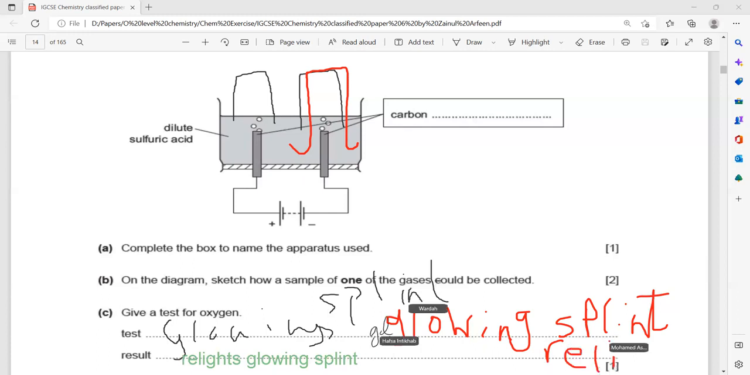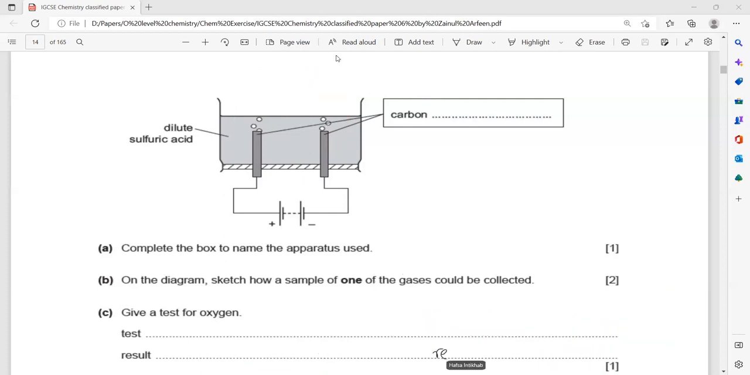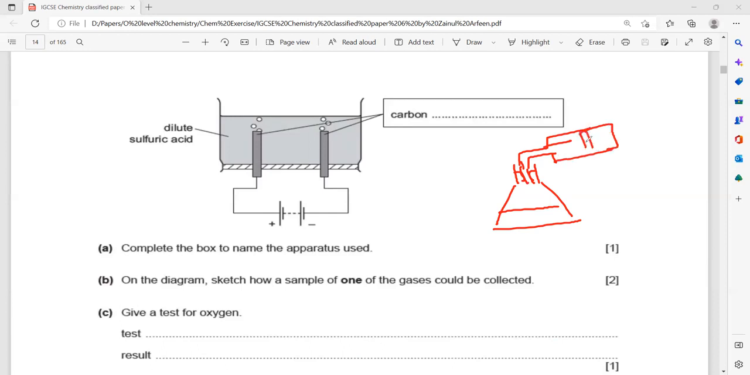Sometimes they ask this question, how a sample of a gas should be collected here. And the test for oxygen is a glowing splint. It will relight. That's correct. But what we usually do, we don't use a gas syringe here. A gas syringe is usually used when in a chemical reaction a gas is given off in a conical flask or in a test tube. Then we connect the mouth of the test tube or conical flask by a delivery tube, and then we connect a gas syringe. That is how a gas syringe is connected.